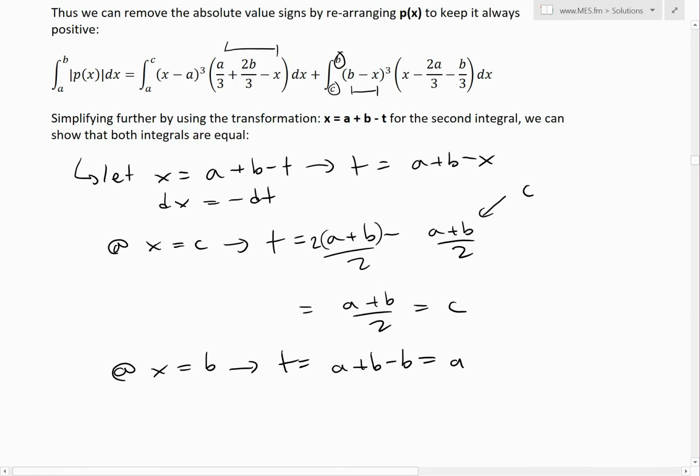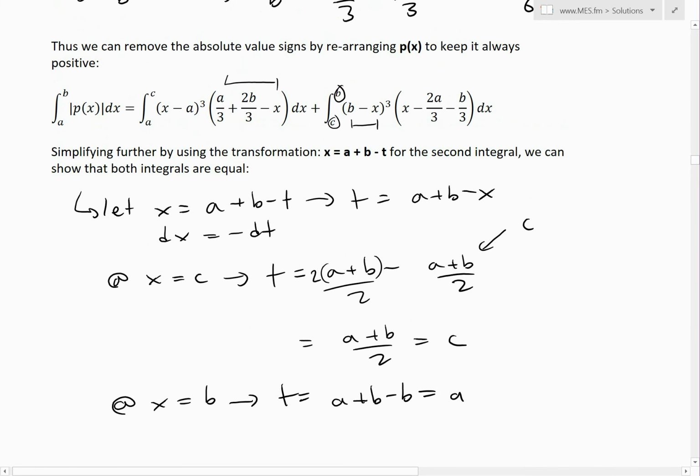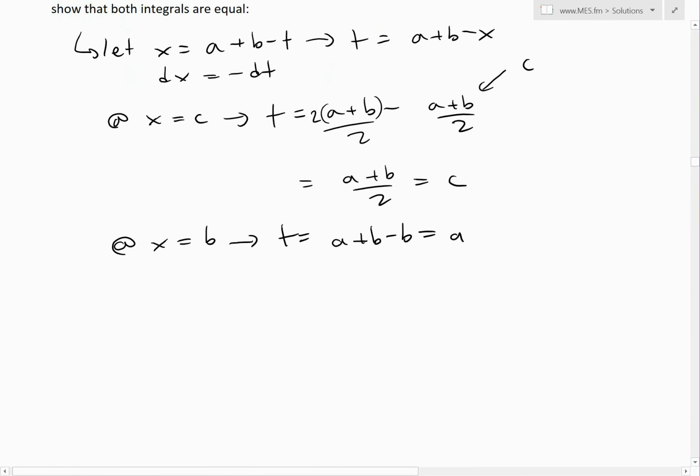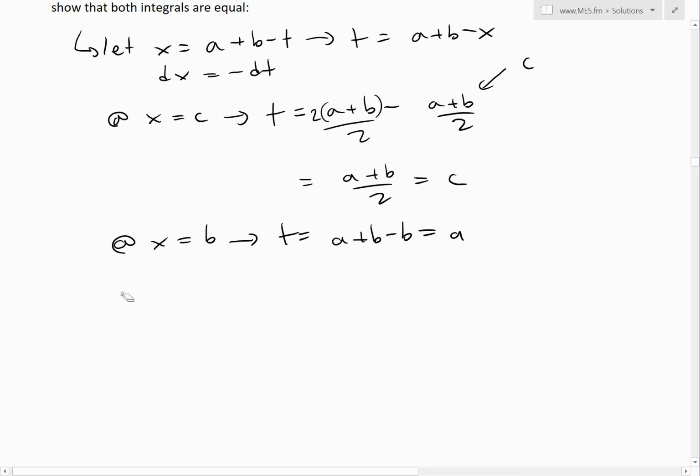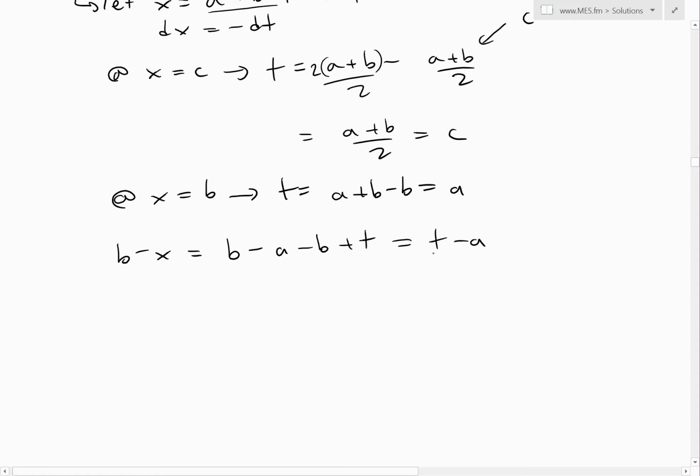So the last part we need to consider, the last two parts, is this b minus x and this x minus 2a over 3 minus b over 3. So b minus x equals, this is going to be b minus this part right here. So b minus a minus b plus t. So these b's cancel. This equals just t minus a. And that's what we're left with there.